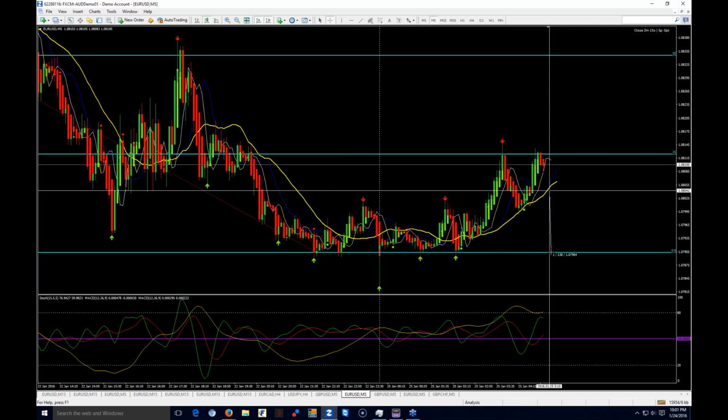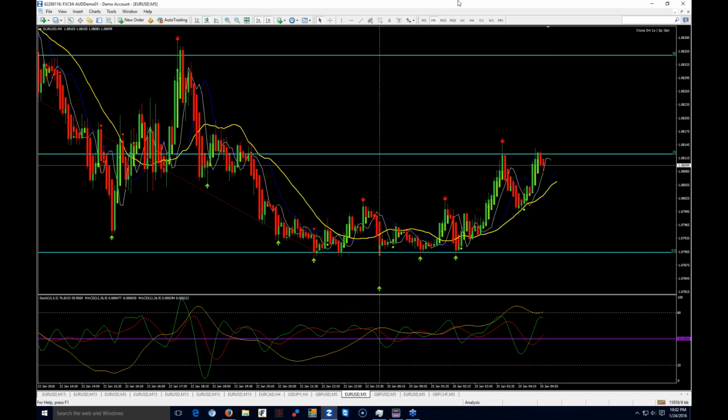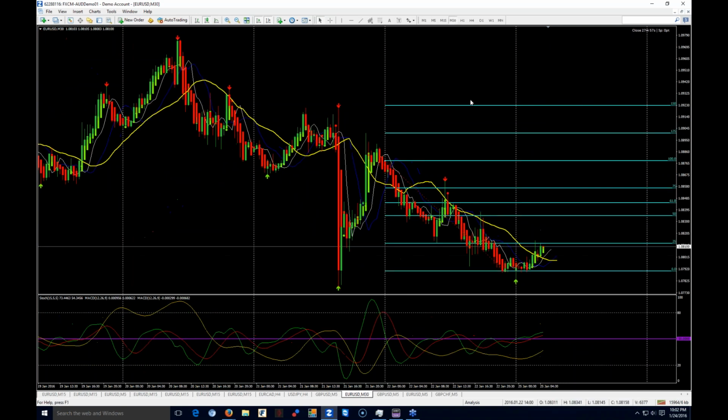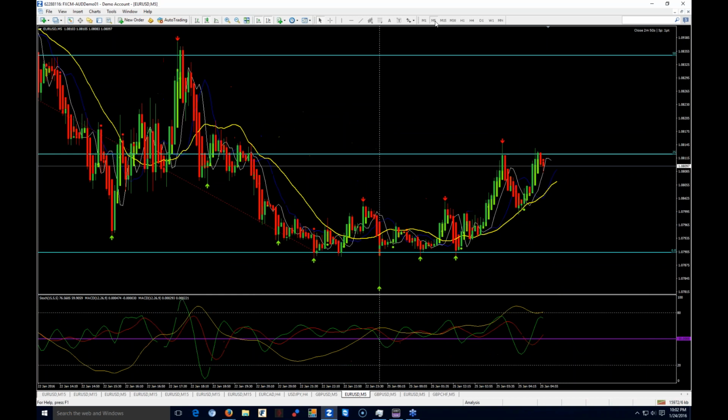So that's the first area. The 13 pips right now. Could drop down to match up with this spike, so 20 pips. Or it's going to break through here. That's just how it is. Yeah, it's possible to break through this last level.